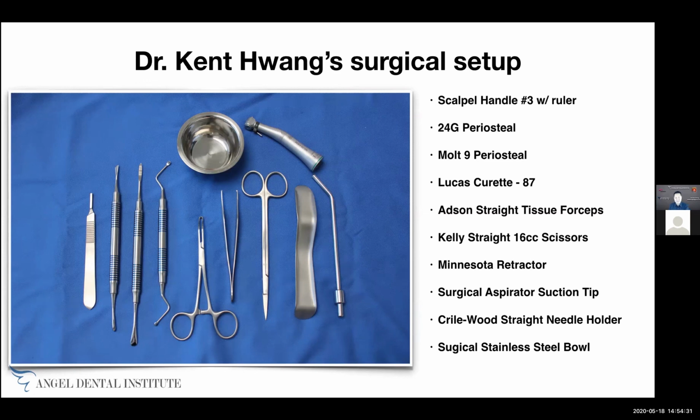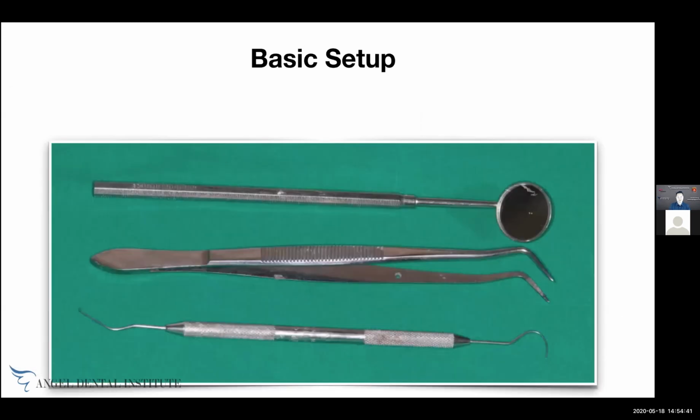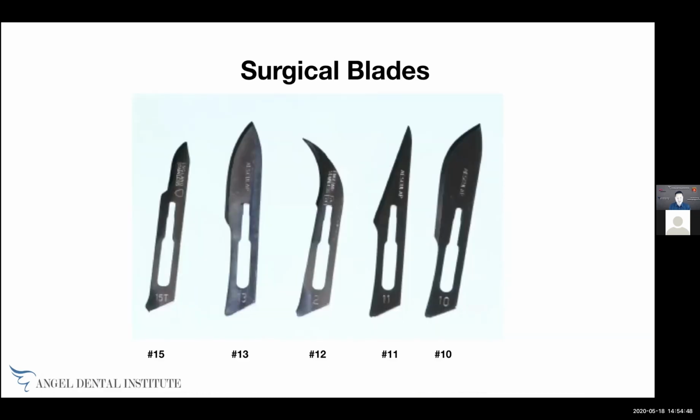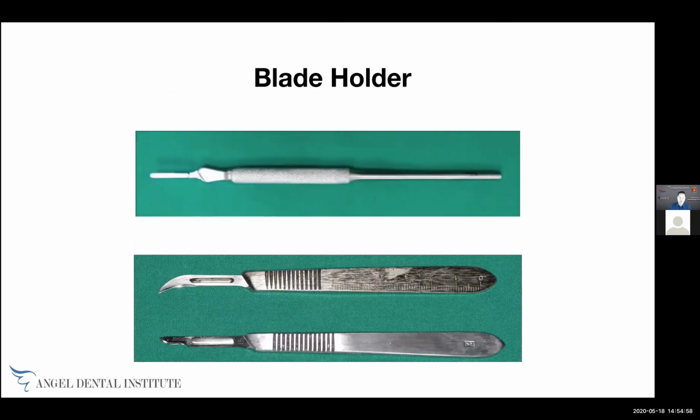I don't have the needle holder in this picture, but I normally have a needle holder. And then I have a surgical stainless steel bowl to put irrigation solution or tools that I use. Basic setup, I always have basic setup, mirror, cotton plier, and dental explorer. These are different blades. My go-to is 15 blade and 12 blade. Mostly 15. 12 blades I use for distal of a molar area if I'm trying to reflect the distal of the molar.